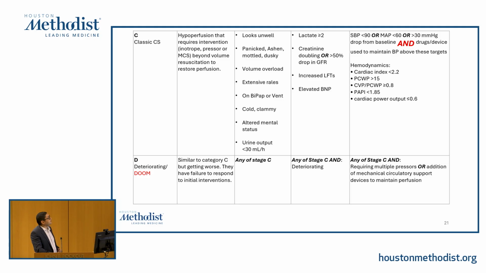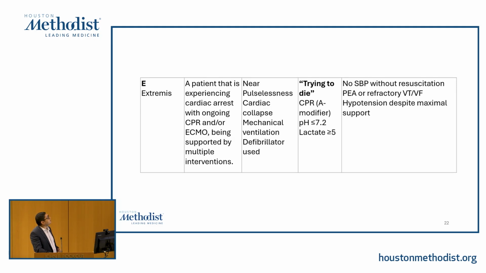And if you don't do anything in D, or you don't do anything adequate in D, then you're going to reach E, which is the extremis. These are the patients who are peri-coding. They are very acidotic, their lactate is very high. Probably they are on CRRT at this point, but it's not working. These are the patients that you're going to be calling your ECMO team to come and put them on ECMO, because they're going to code on you at any time, or they're probably already coded and you did CPR on them.